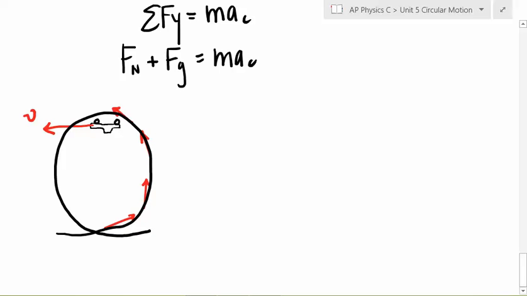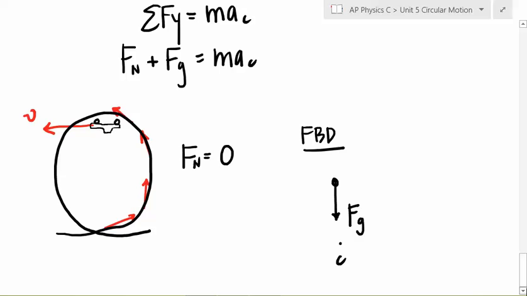Now, if you lost contact right here for just the moment that we're upside down, then the normal force would be equal to what? 0, because we are not touching the track anymore. And then the free body diagram would have just the gravitational force acting on the object, with the center still below.